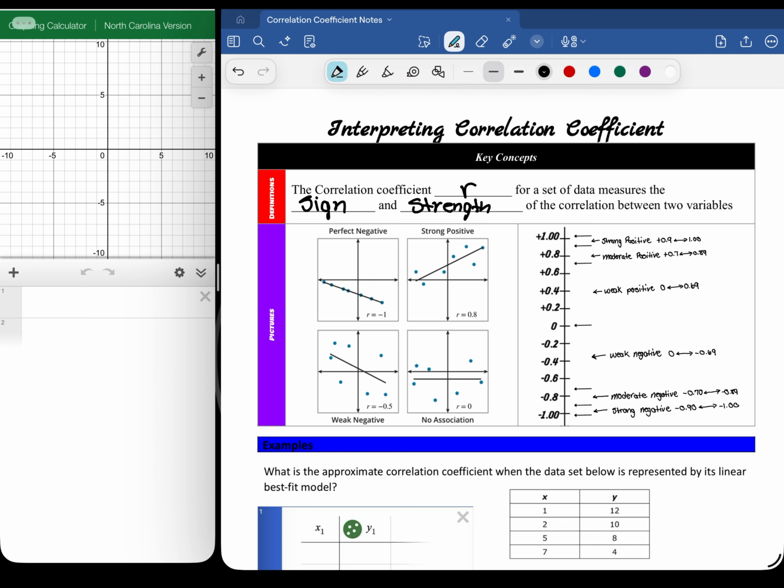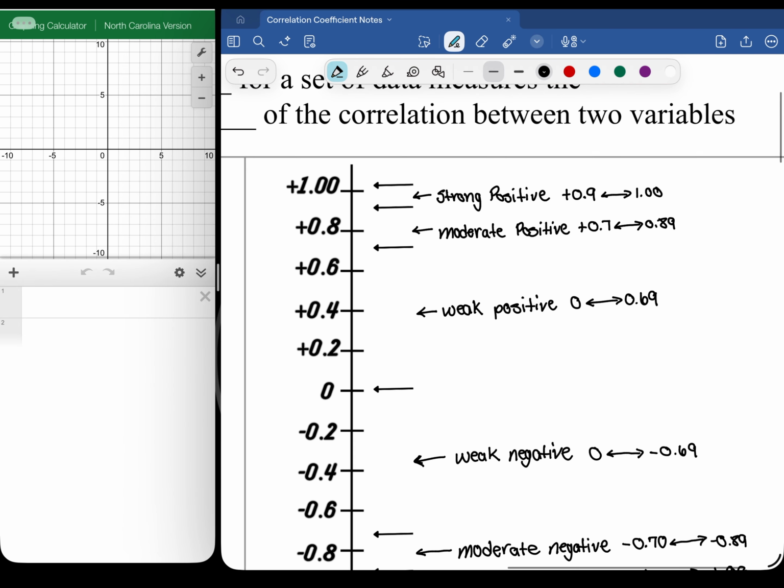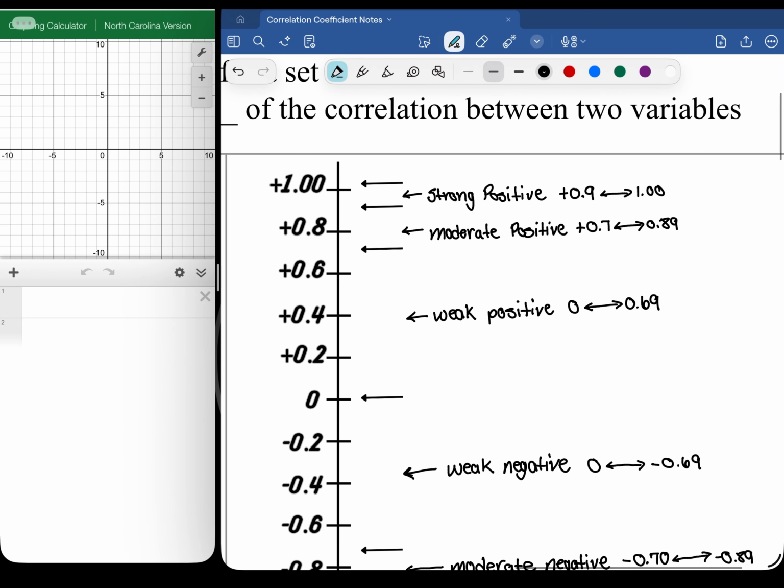And the closer to 1 that it is, the stronger it is, whether it's positive or negative. So we're going to look at the ranges that we have. So we have what's considered to be a strong positive. A strong positive is going to be from a range of positive 0.9 to 1. And by it being a strong positive, we're going to color that in as green. That green area lets us know that we're within a strong positive.